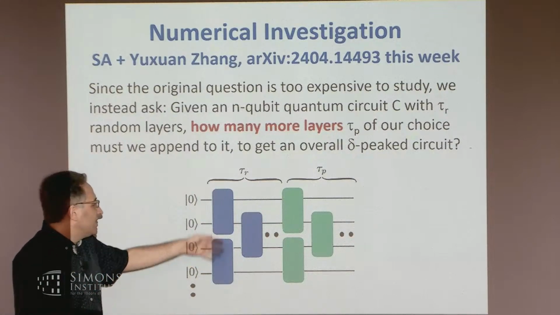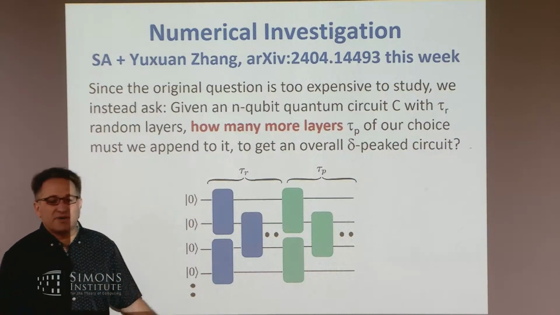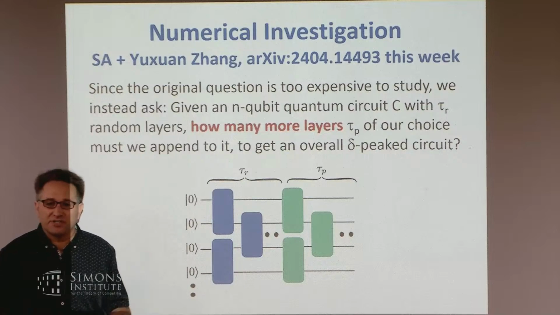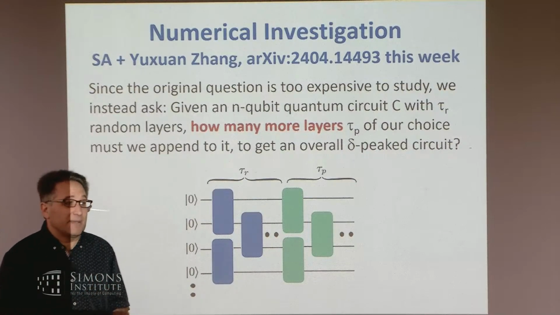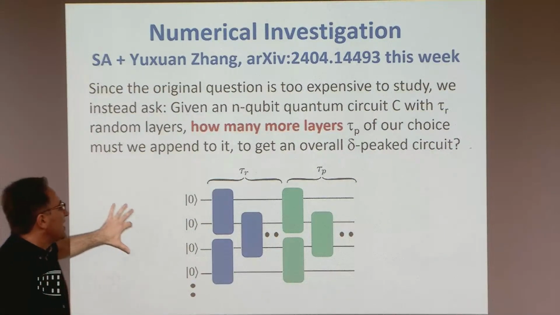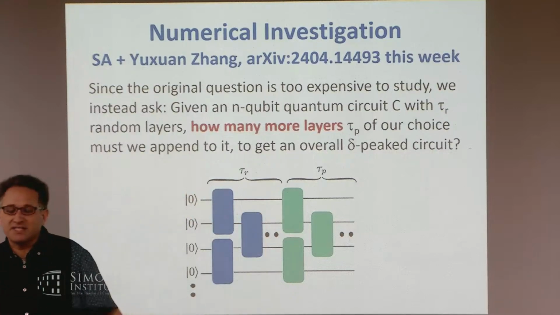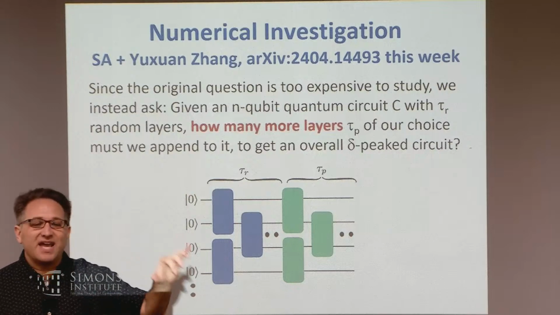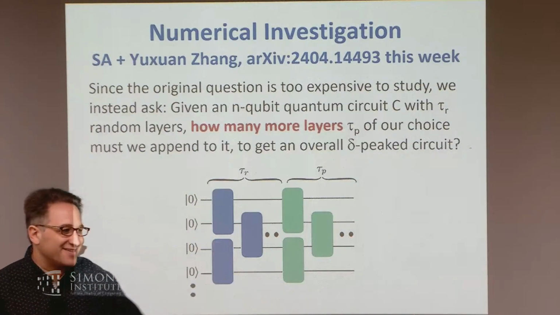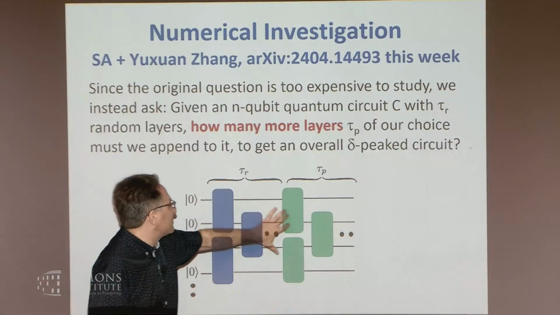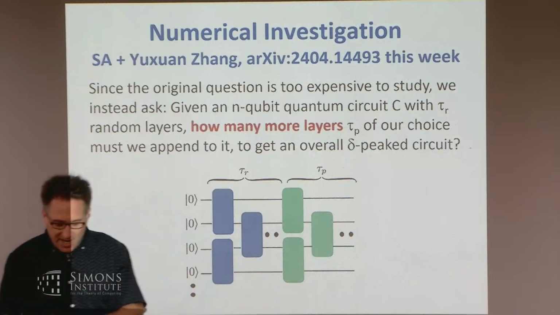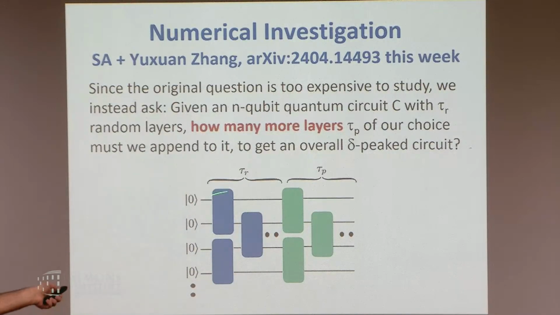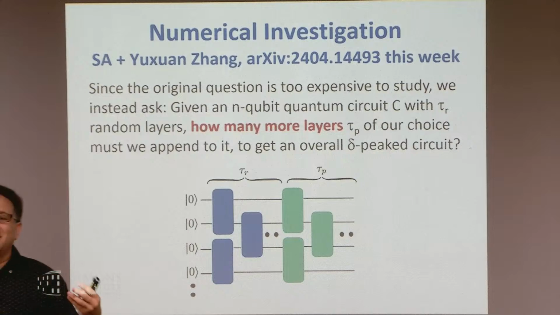Okay, so we also tried some other ensembles, and the results were qualitatively the same. So you apply these tau sub r layers of random gates, and then you get to add tau sub p layers of gates of your choice onto the end of the circuit. These gates here you get to choose. Your goal is to make the overall, combined circuit as peaked as possible. Make it delta peaked, where delta is as large as you can.